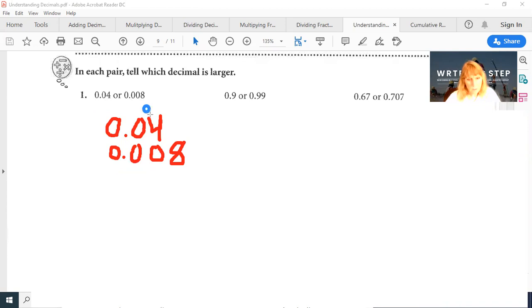So we have to go to the next column. And we say, okay, which one of those numbers is bigger or smaller? Well, the 4 obviously is bigger than the 0, right? So if we were to say which number is bigger, we would then say 0.04 is bigger. So that's how you compare with decimals. You have to line your dots up and then go column by column. So let's see how that works if we're ordering numbers. Clear this.